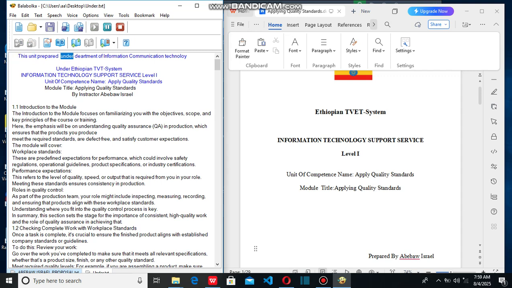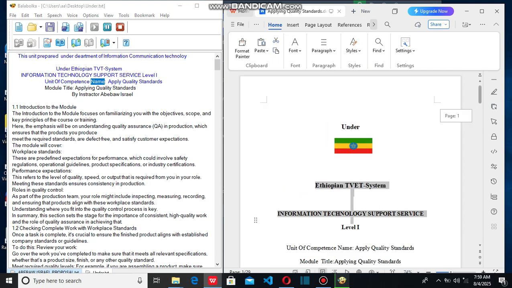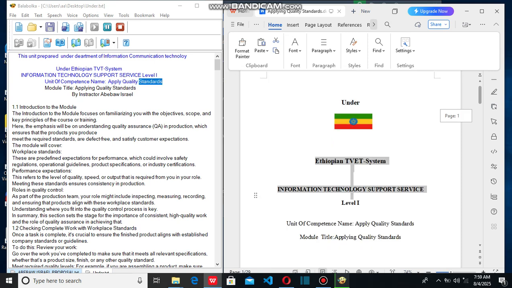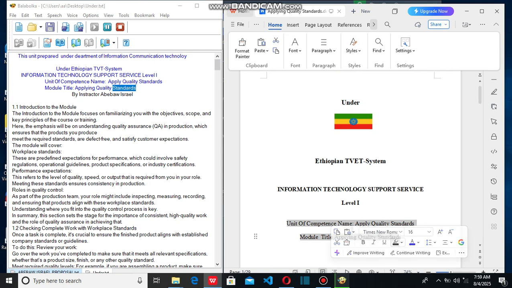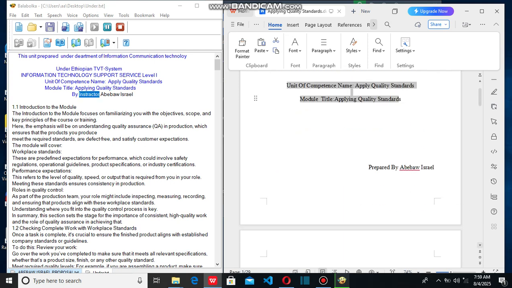This unit prepared under Department of Information Communication Technology, under Ethiopian TVET System. Information Technology Support Service Level I. Unit of Competence Name, Apply Quality Standards. Module Title, Applying Quality Standards. By Instructor Ababa Israel.